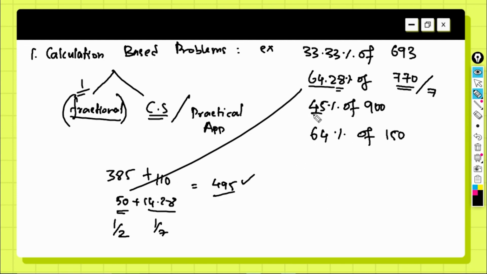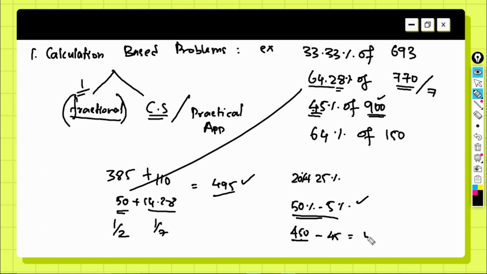Yeah. Next question. 45 percentage of 900. 45 can be written as 20 percentage plus 25 percentage, or it can be written as 50 percentage minus 5 percentage. This is easy. Okay. Because if you find 50 percentage, finding 5 percentage is easy. What is 50 percentage of 900? Which is 450. And 5 percentage meaning what? Reduce a 0. Okay, 50 percentage is 450, 5 percentage will be 45. So the answer is going to be 405.